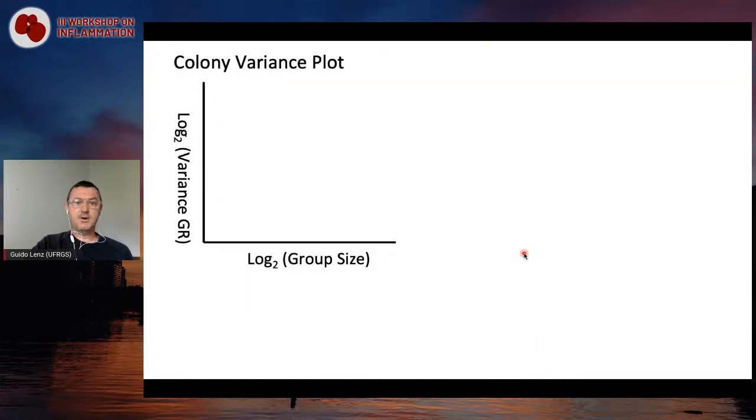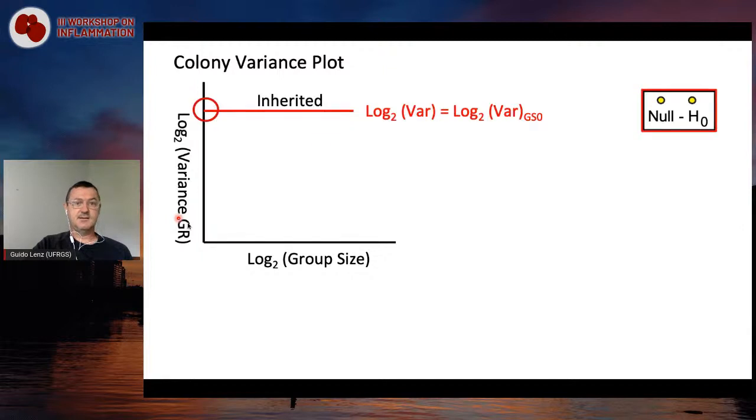So we organize this in a colony variance plot, in which in the y-axis we have the log2 of the variance in growth rate, and in the x-axis we have the log2 of the group size.